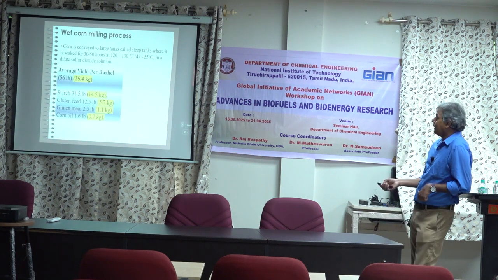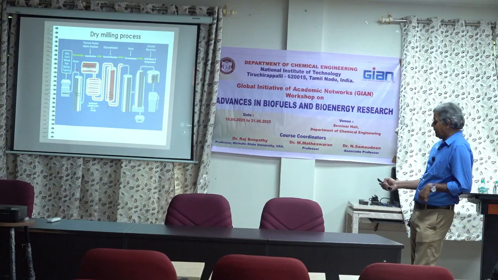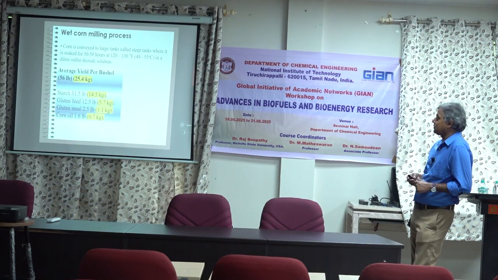Let's look at some of the calculations. For the average yield per bushel, one bushel is 56 pounds or 25 kilograms. From the average yield of a bushel, you get 31 pounds of starch, 14 kilograms. You can make 12 pounds of gluten feed, 2.5 pounds of gluten meal, and 1.6 pounds of corn oil from this process.